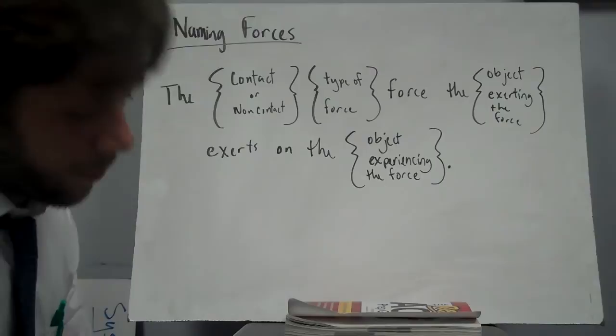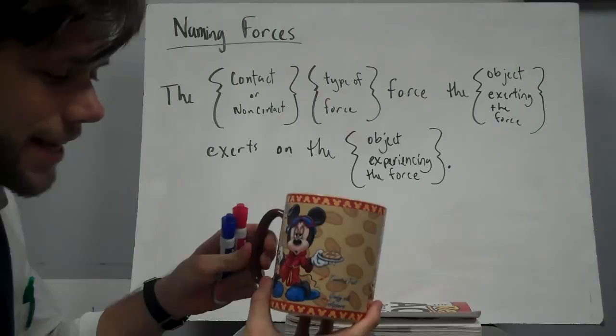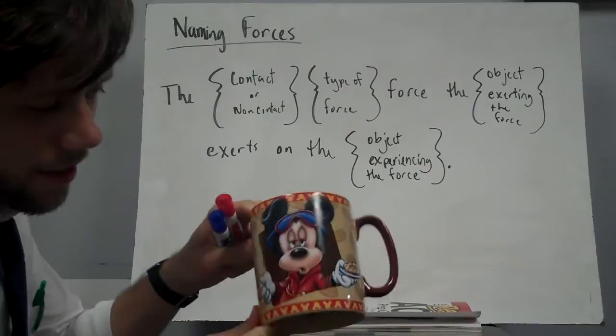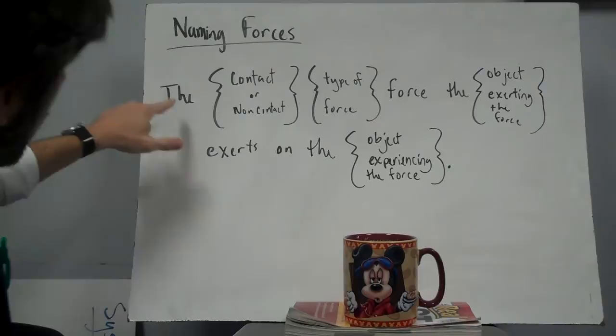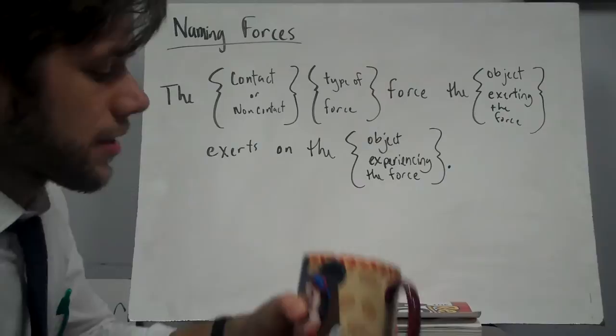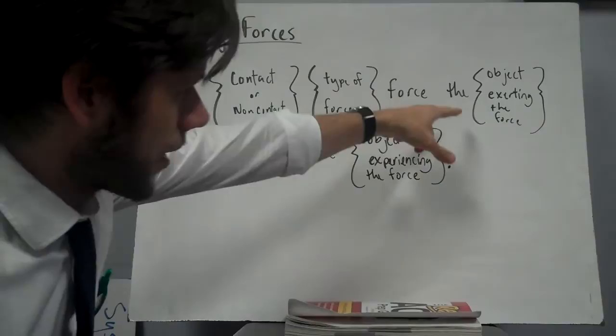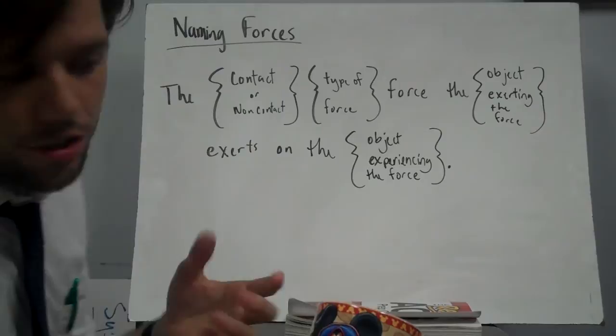So I found this awesome mug sitting on the shelf over there. And let's pretend that we were looking at the force of gravity that exists on this mug right now. So how would we name that? Well, first I would say the non-contact gravitational force, because I'm talking about how gravity is attracting this object to the Earth. The non-contact gravitational force, the object exerting the force. So I have to think, what is the object in this scenario that exerts the force on the mug? And that's the Earth in this case.